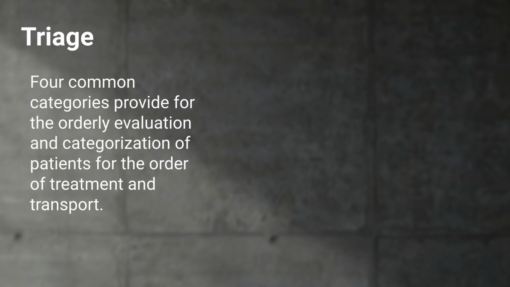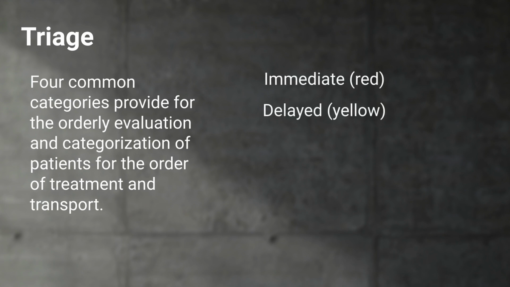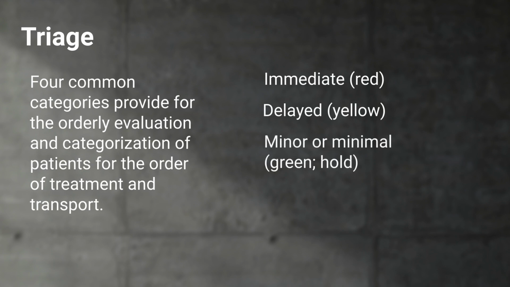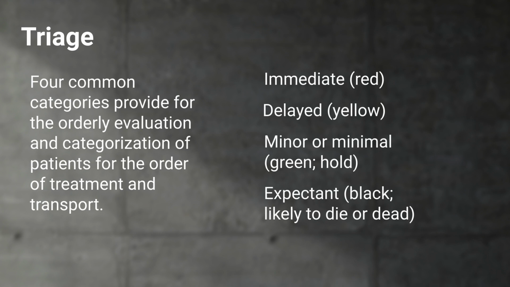Four common categories provide for the orderly evaluation and categorization of patients for the order of treatment and transport. 1. Immediate, red. 2. Delayed, yellow. 3. Minor or minimal, green, hold. 4. Expectant, black, likely to die or dead.